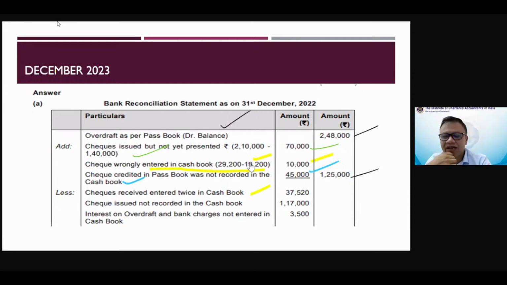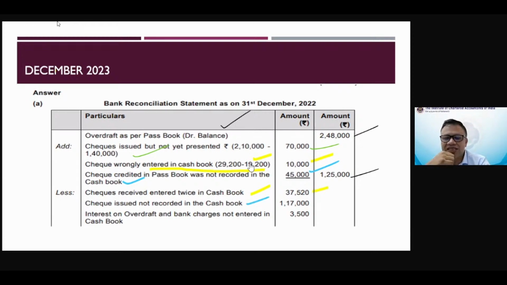Check is received and entered twice in the cash book. So that means what happened? You have entered it twice. So what happened now in the cash book? This error has to be taken because you're going to the cash book. So you're reducing the overdraft balance by recording that cash of 37,520.